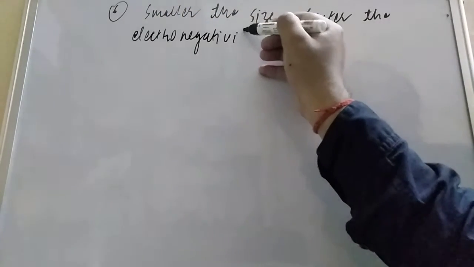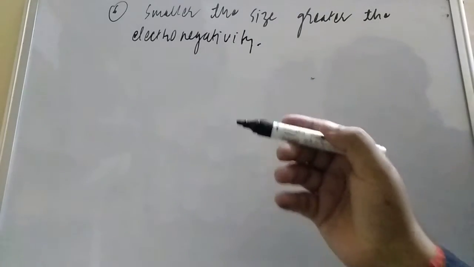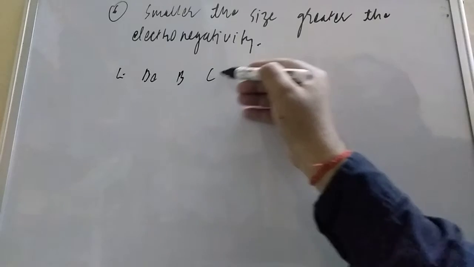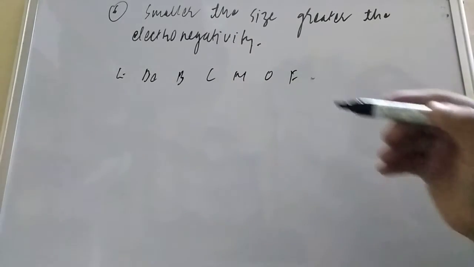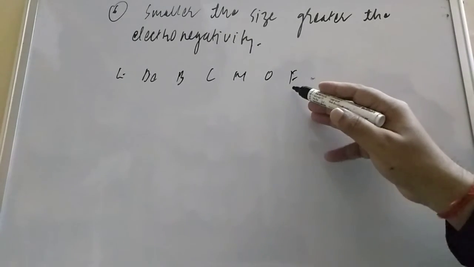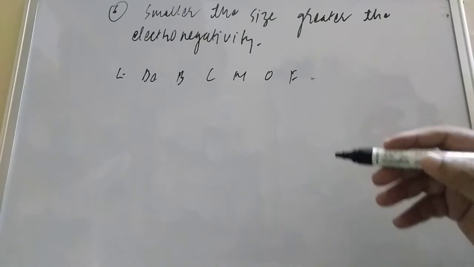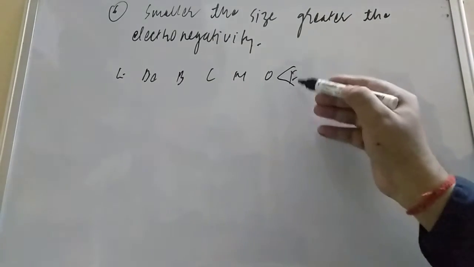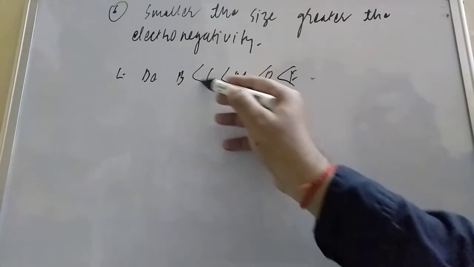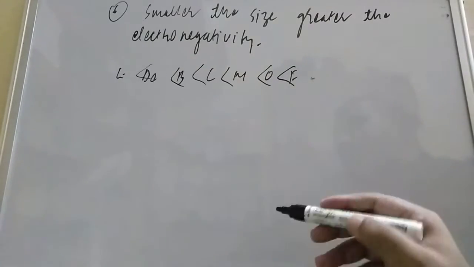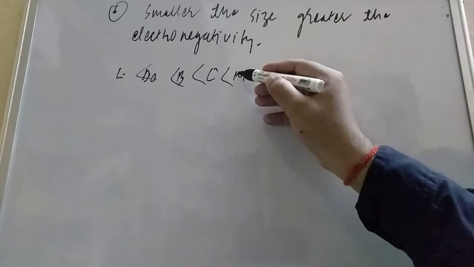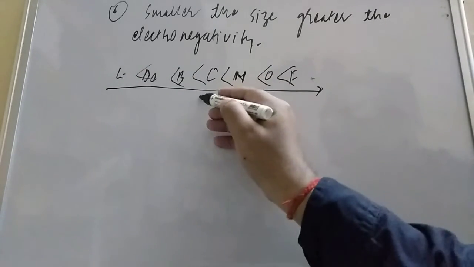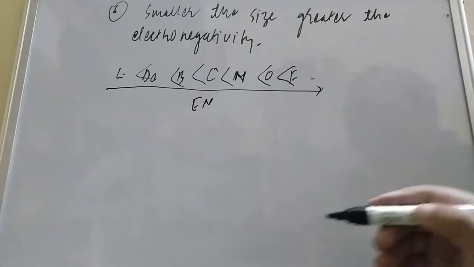Dear friend, how to understand this point? Suppose we are taking the period 2 elements: lithium, beryllium, boron, carbon, nitrogen, oxygen, fluorine. Which is the smallest? Fluorine, then oxygen. So smaller the size, greater the electronegativity. Fluorine will be highest, then oxygen, then nitrogen, then carbon. Then boron and beryllium. This is the order of electronegativity. So this is point number 6.